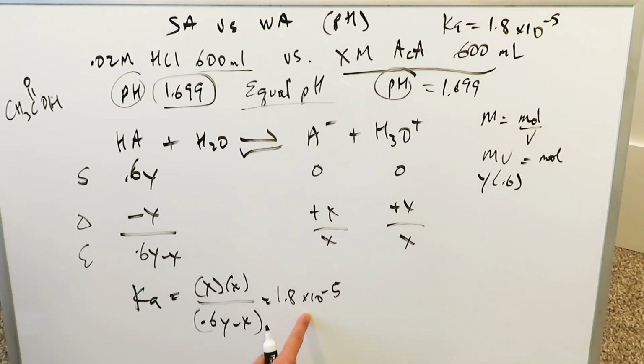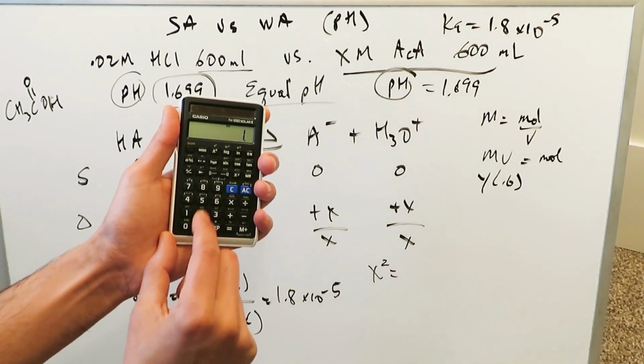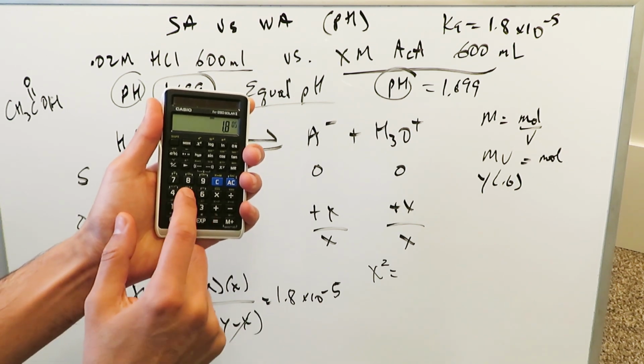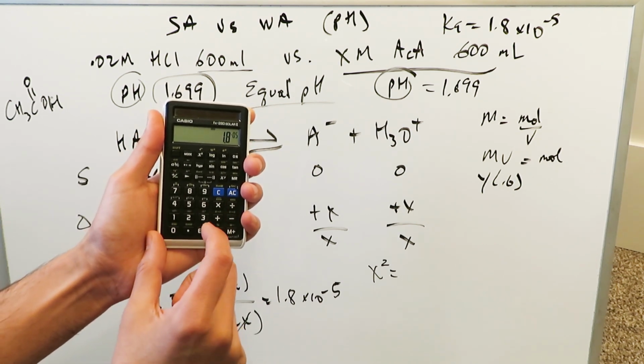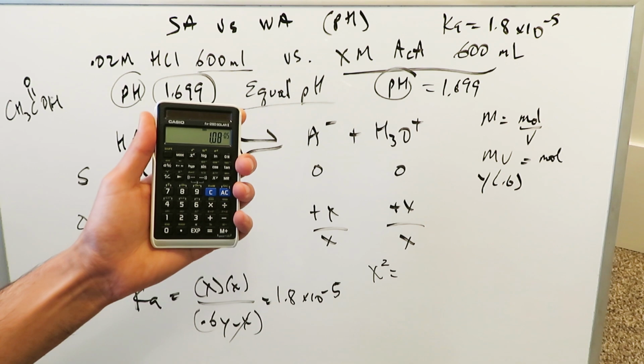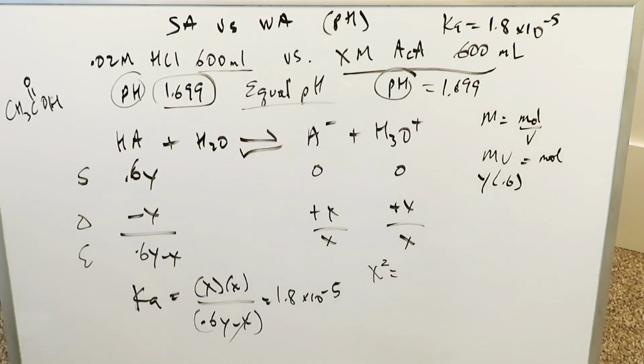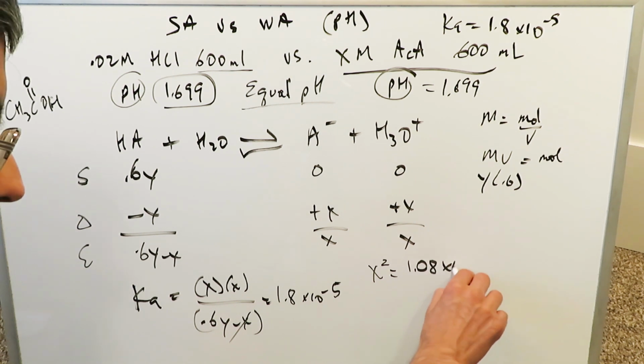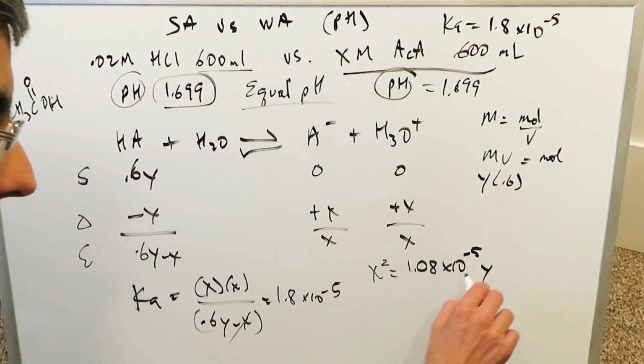Because this acid dissociation constant is small, you can literally cancel out that x in the 0.6 y minus x. What we're looking at: x squared is equal to, you see 0.6 y multiplying across, you can take this 0.6 and multiply it across. You have 1.8 times 10 to the minus 5 times 0.6. I'm getting 1.08 times 10 to the minus 5. x squared is equal to 1.08 times 10 to the minus 5, but y.